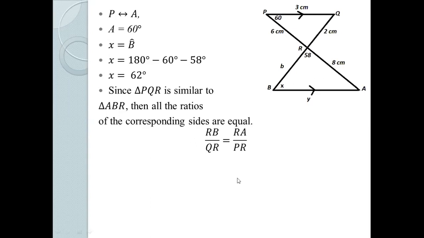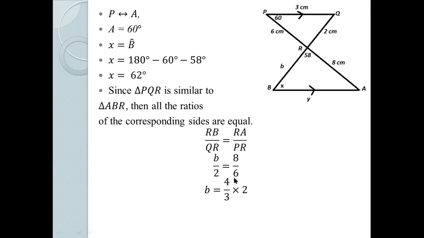We will substitute the values. We have to find RB, which is B here. So we will substitute, and we will have B upon 2, because QR is 2 centimeters. It's given to us. RA is 8 centimeters. PR is 6 centimeters. While substituting, we got this.